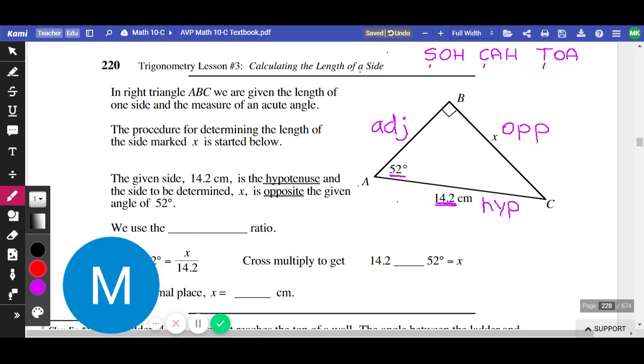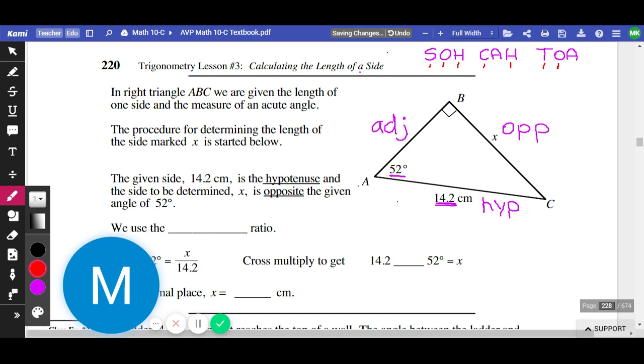Then I'm going to check off the side lengths that I know. So if you look at your triangle, you know your hypotenuse is 14.2. Then I'm going to put a check underneath my H's for hypotenuse, saying, yeah, I know my hypotenuse. The next thing I'm going to put a check mark under is the side length I want to know. I want to know my opposite. So I put a check mark underneath my O.